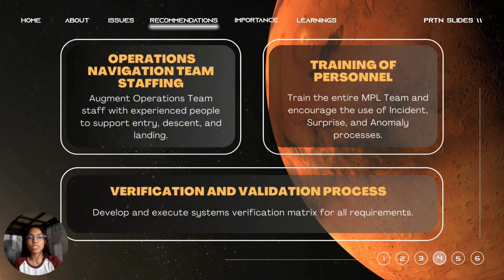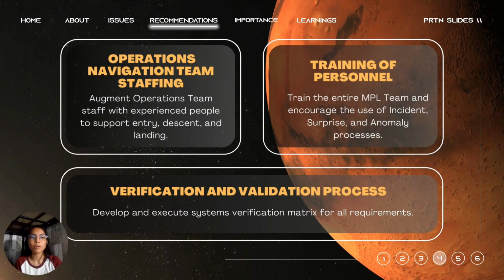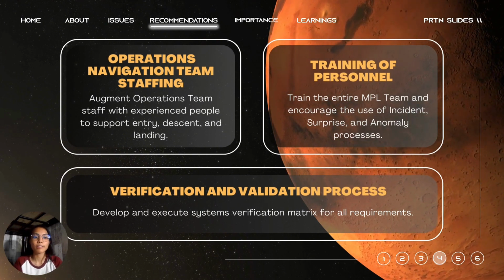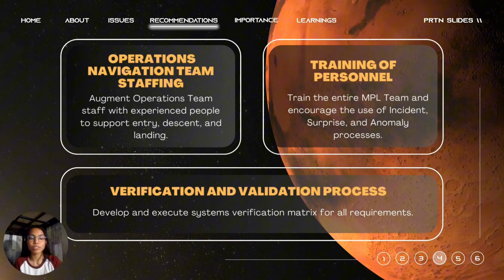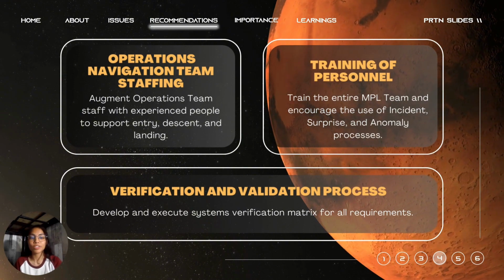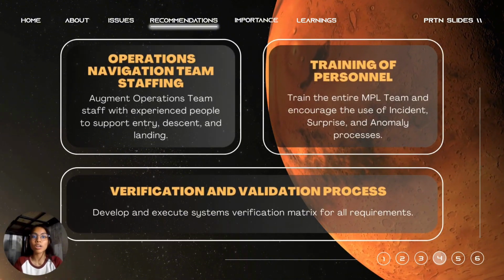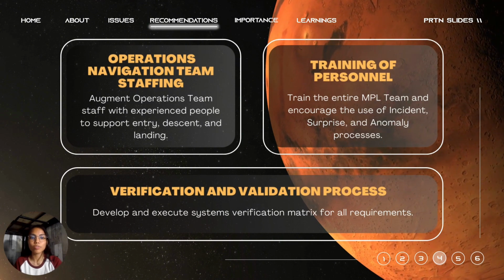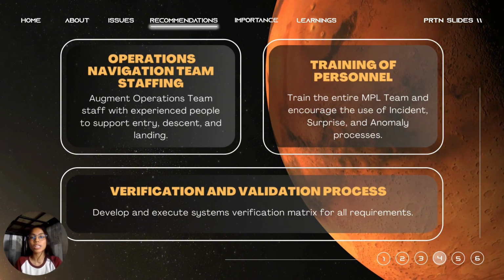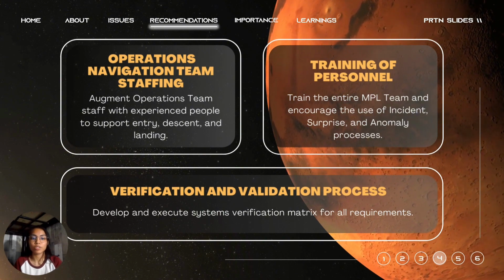Verification and validation process. Develop and execute a systems verification matrix for all requirements. Create a system verification matrix for all project requirements, including interface control documents. The MPL team should review this matrix at major reviews, requiring end users to sign off on the ground software application and products for applicability and data transfer.